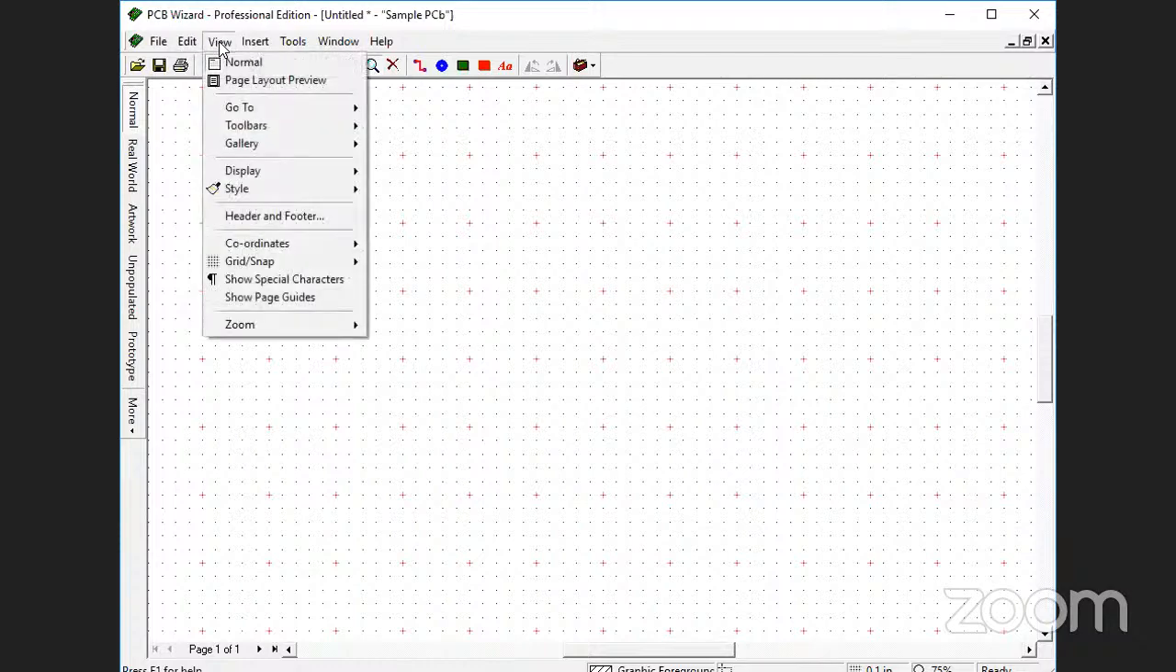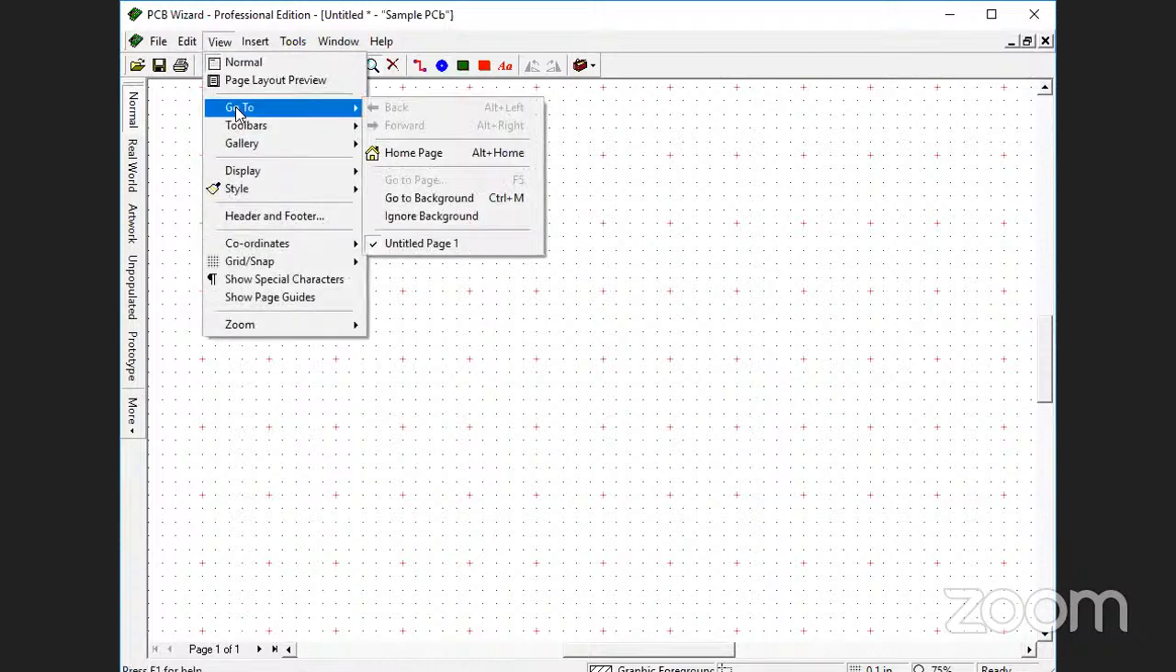After that, the Go To option is available. Let's say many pages are there and I wanted to go to the home page, right? Alt plus Home. If I have dragged my page somewhere, I can click it here so that my page gets set and I get to the home site, right? If I wanted to go back and forward, I can go from here. I wanted to go to the background, I can directly go to the background from here. I wanted to ignore the background, I can ignore the background from here.